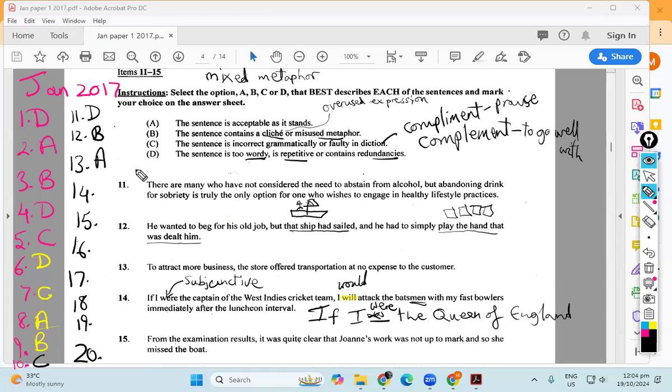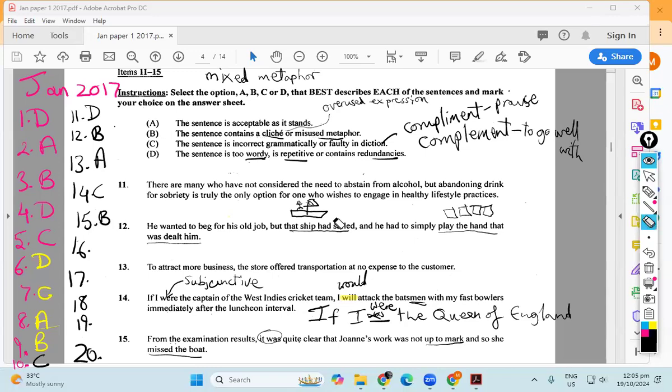All right, so 14 is a grammar error. 15: From the examination results, it was quite clear that Joanne's work was not up to mark, and so she missed the boat. So, all right, missed the boat, you could tell, cliche; not up to mark, cliche. Although this is kind of wordy, right? But it has more cliches than wordiness, more a mixed metaphor situation, a misused metaphor, right?